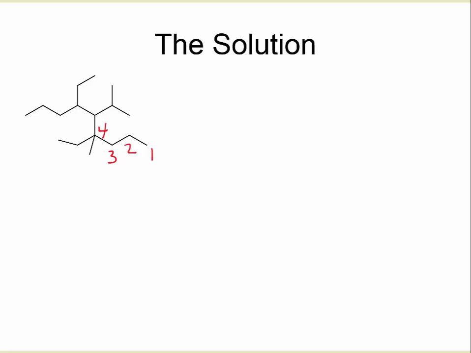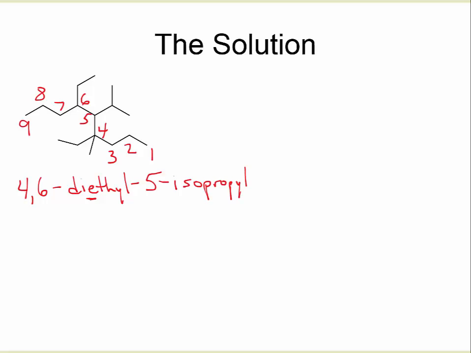So putting this all together, I'm going to have 2 ethyl groups. They're on carbons 4 and 6. So it's 4,6-diethyl, that's alphabetized by the E, 5-isopropyl, that's alphabetized by the I, 4-methyl, alphabetized by the M, nonane.